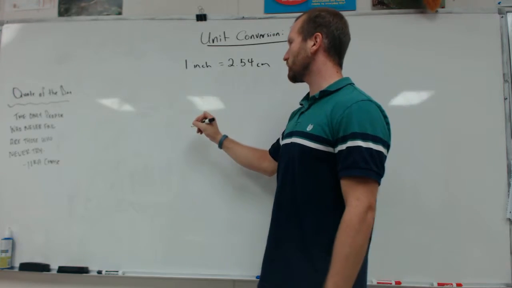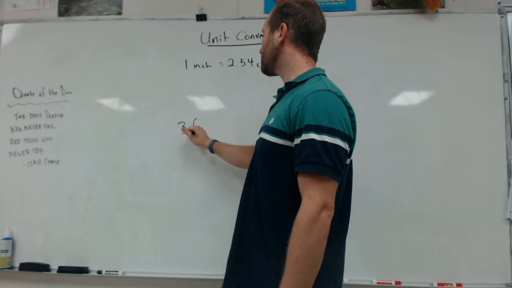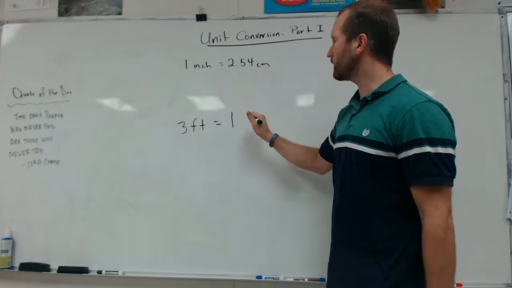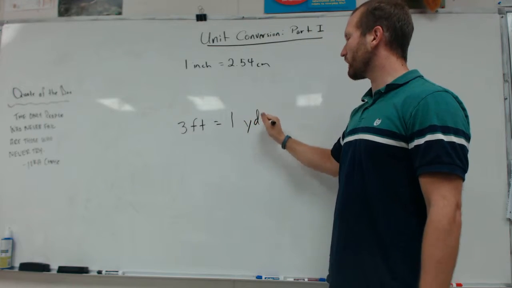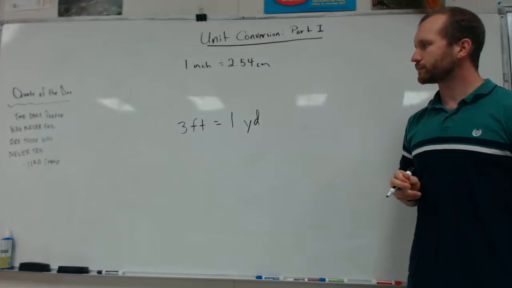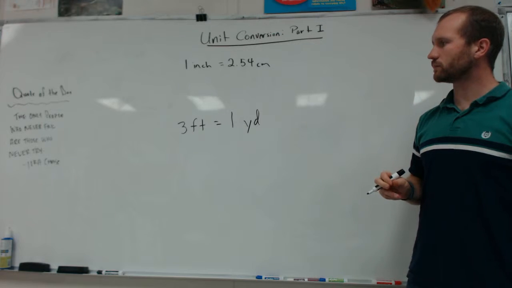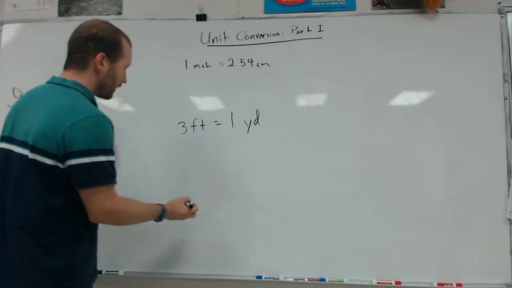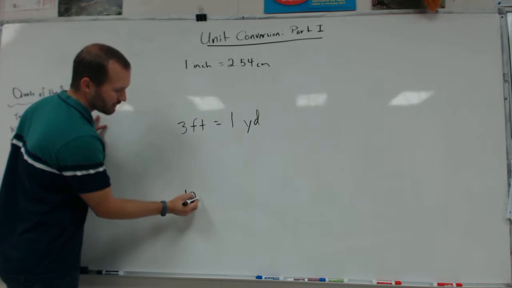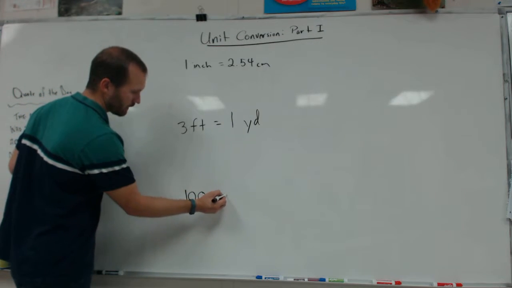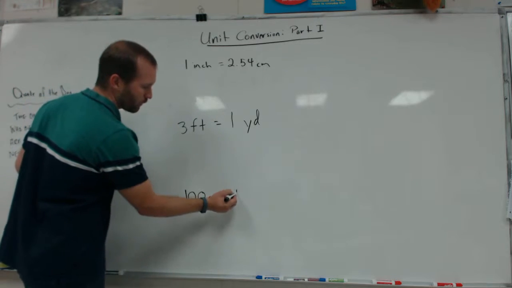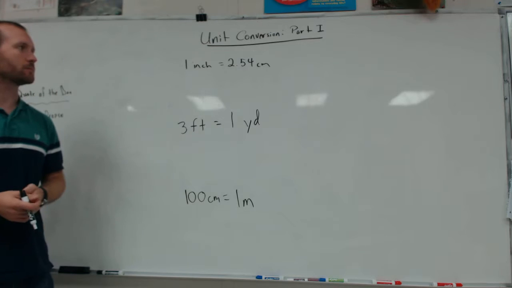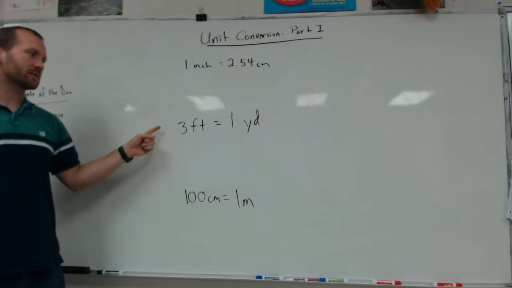Here's another one. This is one you probably know. 3 feet equals 1 what? Yard. I'm going to abbreviate yard YD. Okay. And here's another one you probably know. 100 centimeters equals 1 meter. Okay. But how do we actually use these?